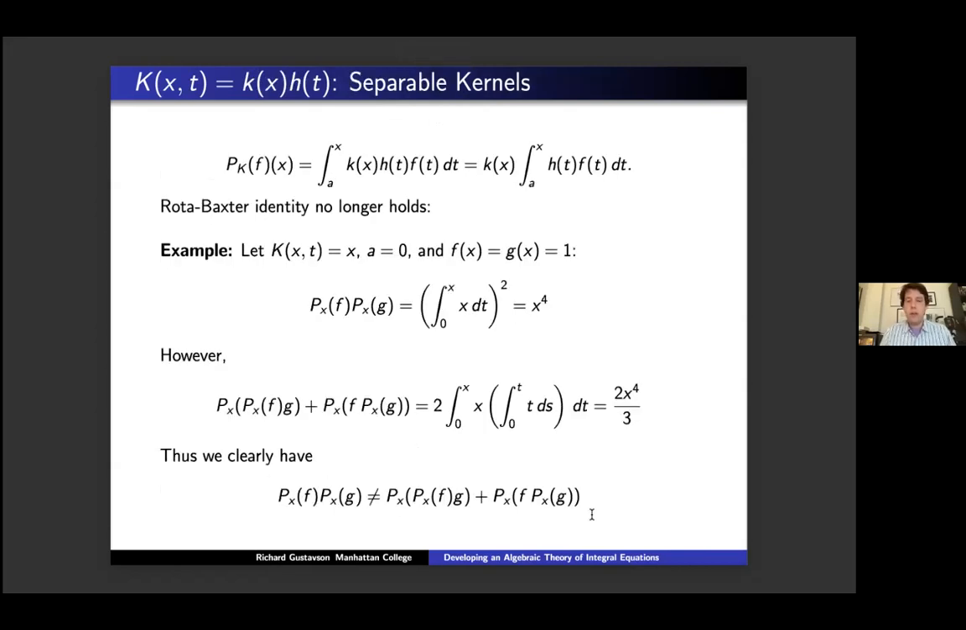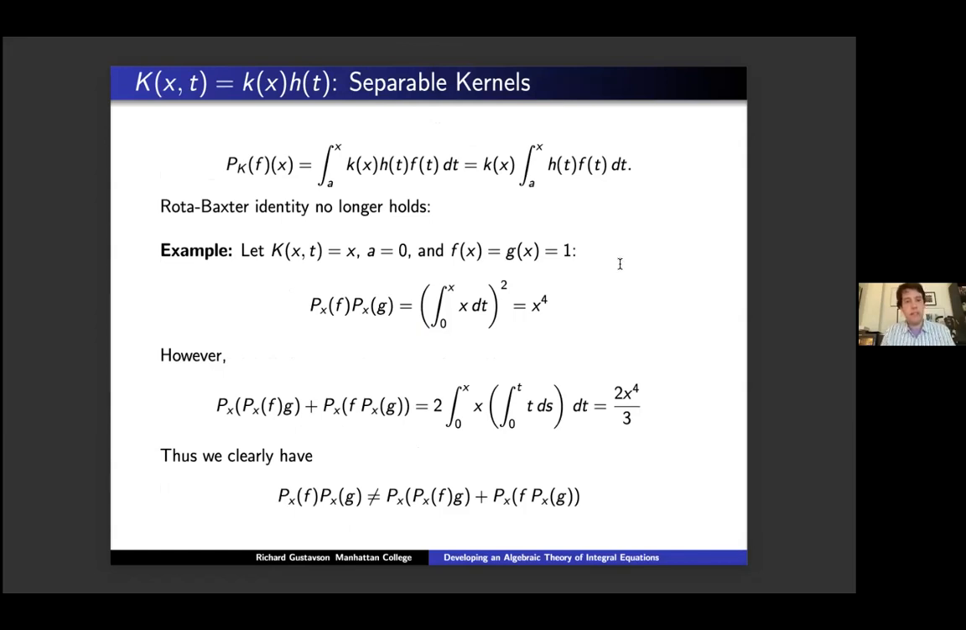So another type of kernel we could look at is a separable kernel. This is when we can write the kernel as a product, a function of x times a function of t. The benefit here is that the function of x doesn't depend on t, so we can pull it outside of the integral. And that's going to make computations a little bit simpler than just an arbitrary kernel, although even with something like this, the Rota-Baxter identity from the previous slide no longer holds.